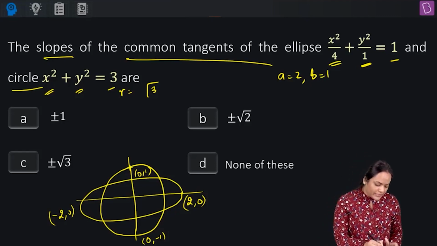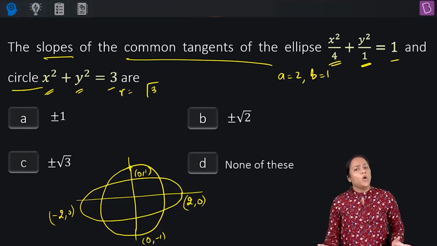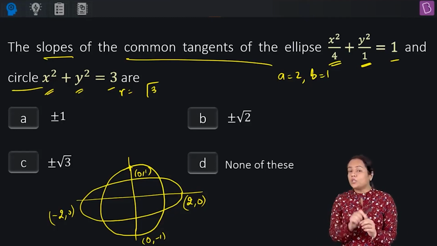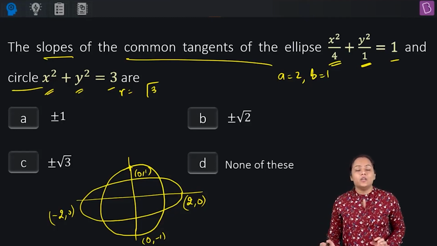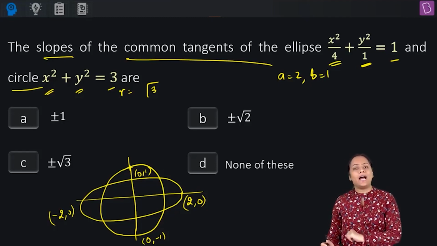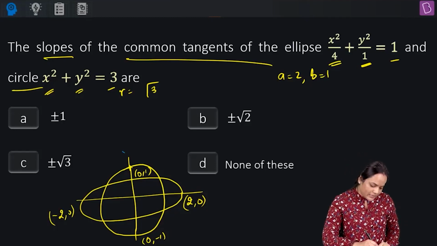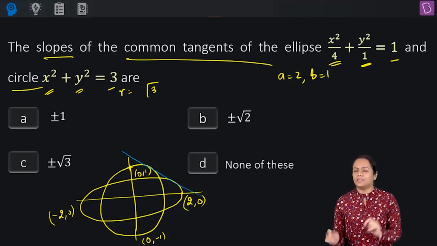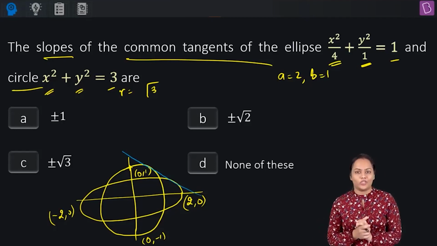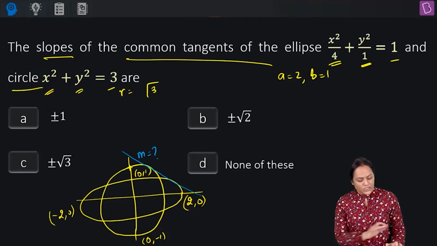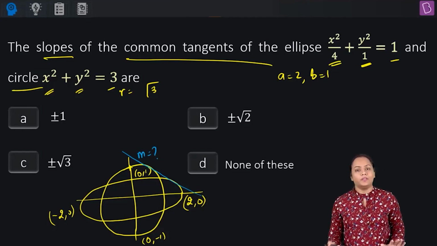I have to find the slope of a common tangent. Now guys, what do you mean by a common tangent? Well, a tangent or a line which is touching both the ellipse and the circle, or I can say a line which is tangent to both the ellipse and the circle. So let's take a line something like this. It is tangent to both the ellipse and the circle, and thus it is called a common tangent. Clear? I have to find the slope of this common tangent and match with the options.